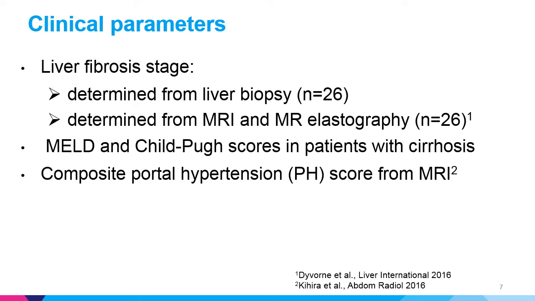The clinical parameters collected were liver fibrosis stage, which was determined from liver biopsy, or from MRI and MR elastography in the absence of biopsy. We also computed MELD and Child-Pugh scores and a composite portal hypertension, or pH score, based on MRI.